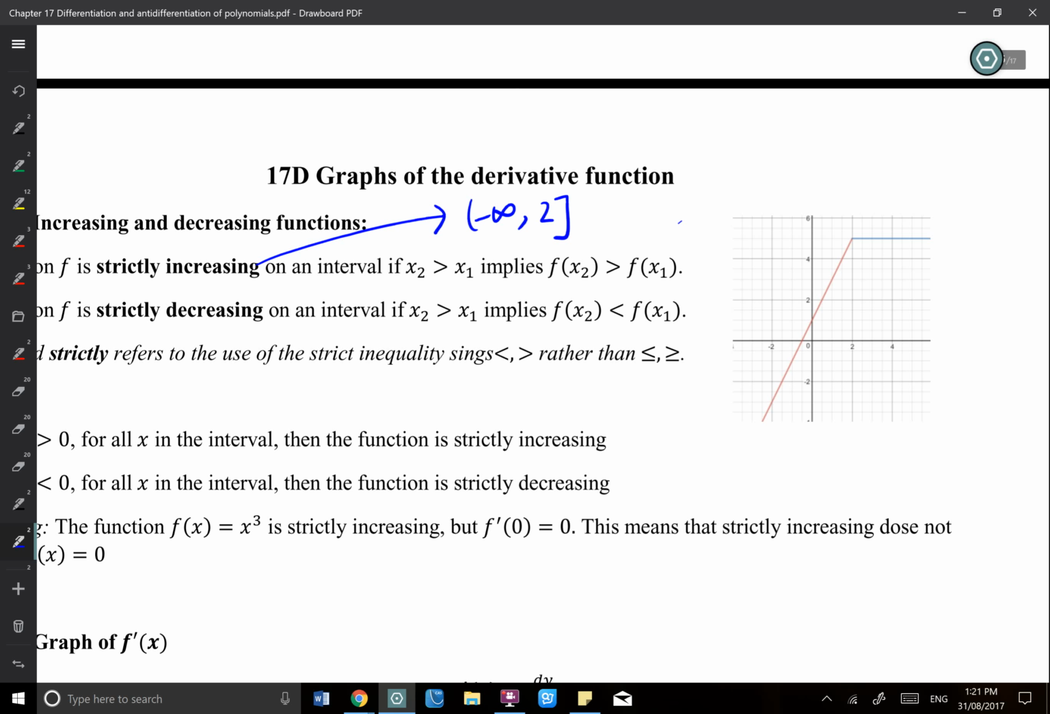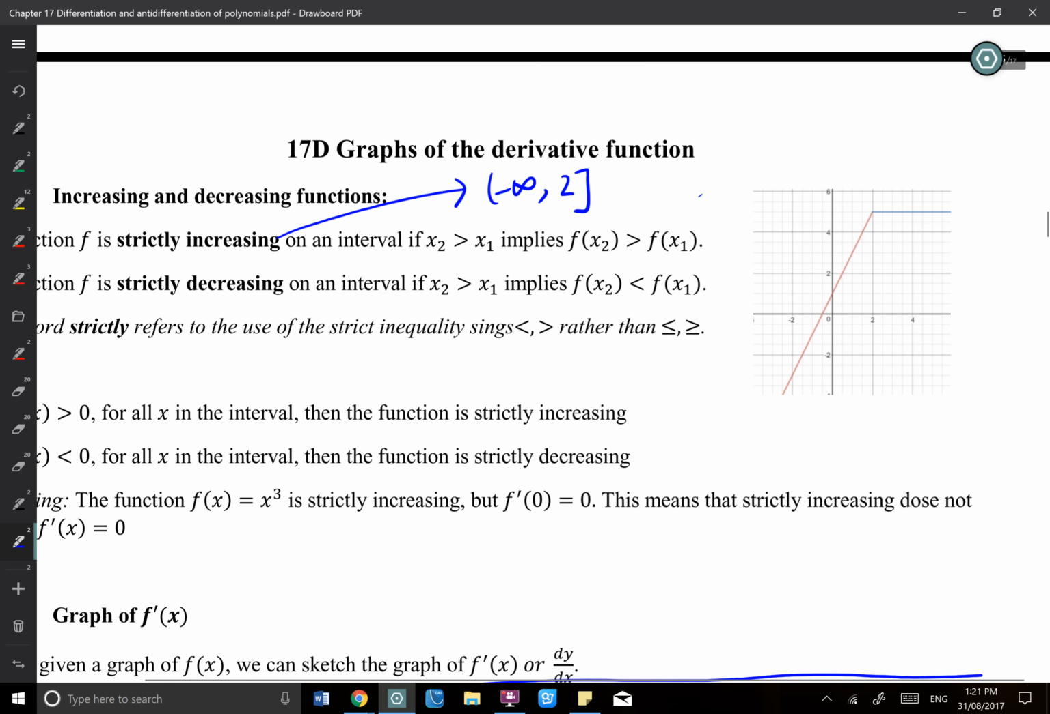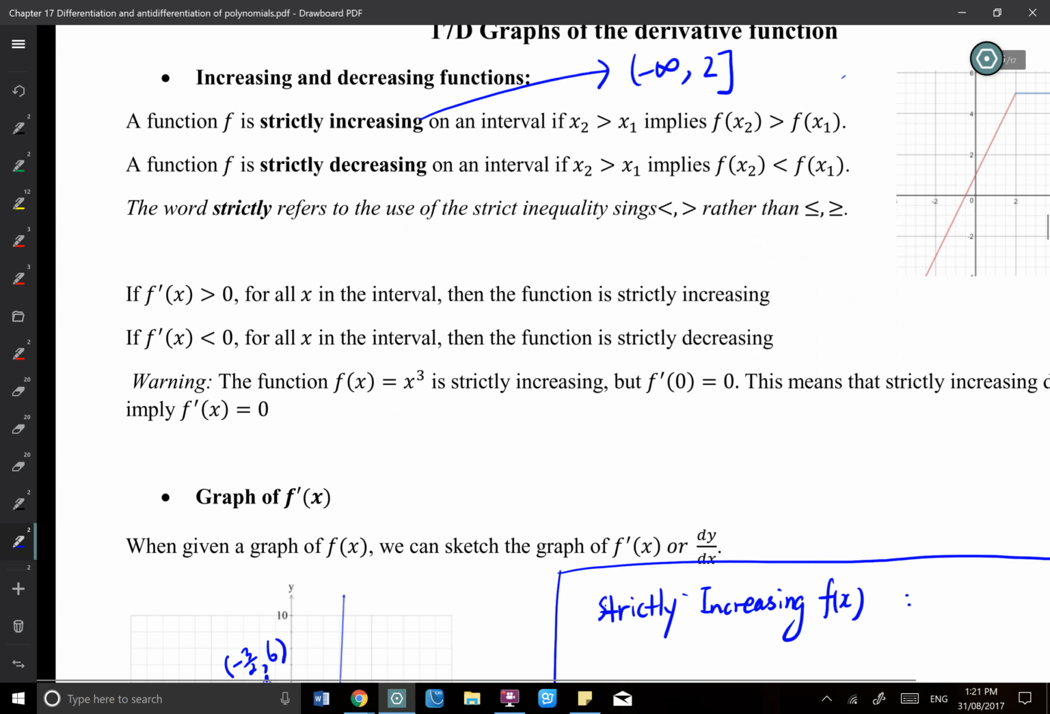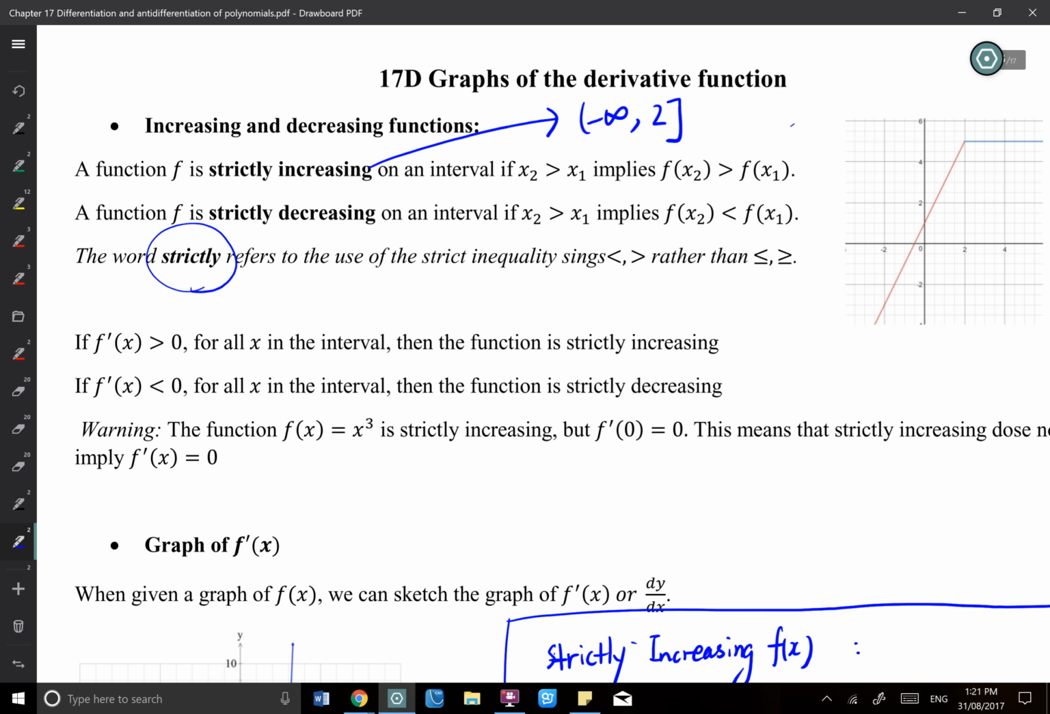So strictly increasing means you increase your x, your y will also increase. Then strictly decreasing will be when your x increases, your y actually decreases. That is called a decreasing function. But we don't have a decreasing function here. Strictly says it must increase. So increasing x, the y value must increase. This is called strictly increasing.